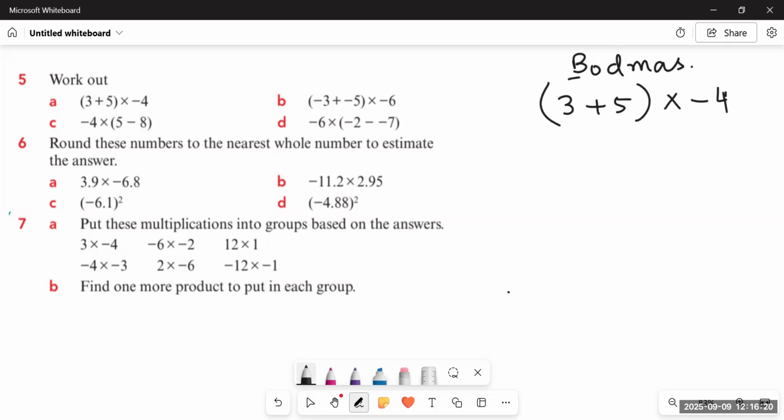So 3 plus 5 is equal to 8. Now after solving it, we can open the brackets. It becomes 8 multiplied by minus 4, which is minus 32. Then we have minus 3 plus minus 5. Okay, when we have two signs together, we are going to multiply them. It becomes minus 3 plus minus 5.